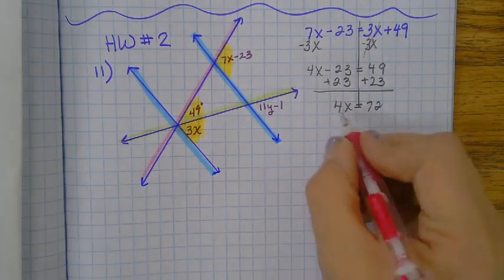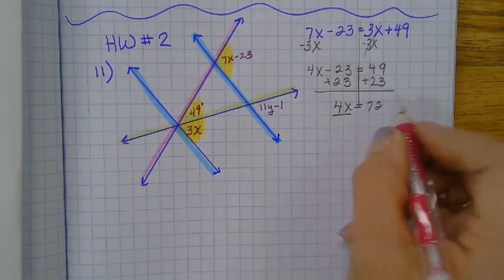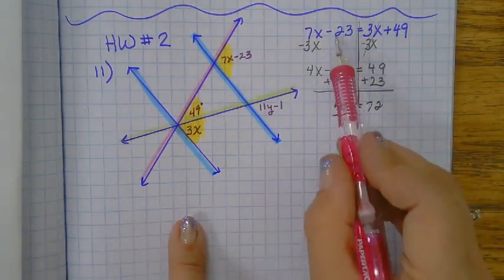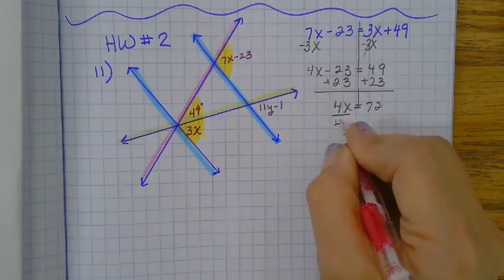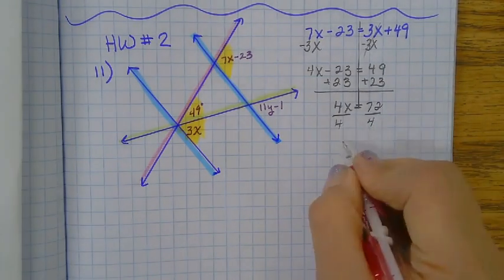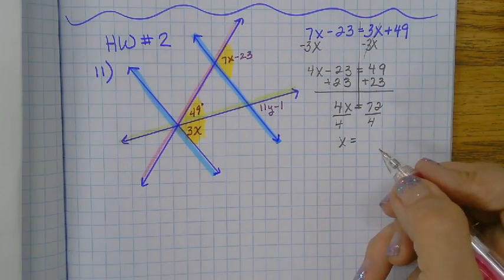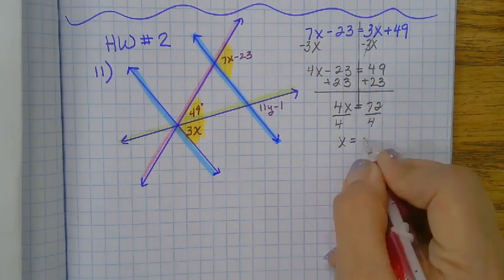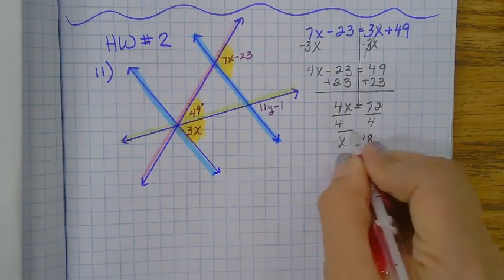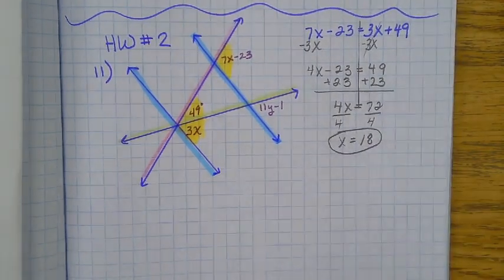So we're just doing a couple problems from the homework. So we set this one up, put those two pieces equal to each other. Now we're just finishing solving the equation. So what is that? X equals 18. Okay.